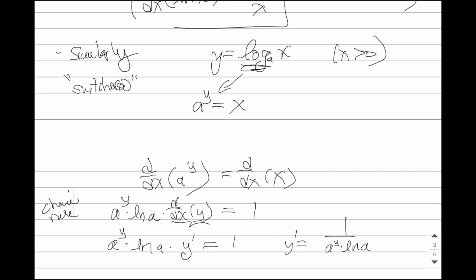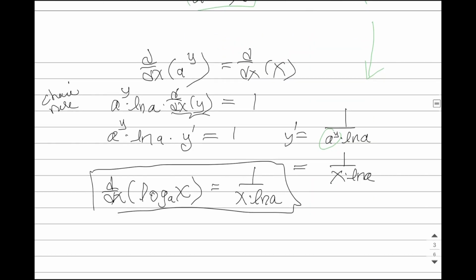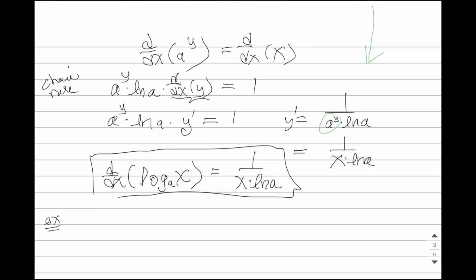But just like in the last case, I know what a to the y is. And so I'll end up getting 1 over x times the natural log of a. So I get my next shortcut. The derivative of log base a of x is 1 over x times the natural log of a. Now that we have developed these shortcut formulas, we can just use them.